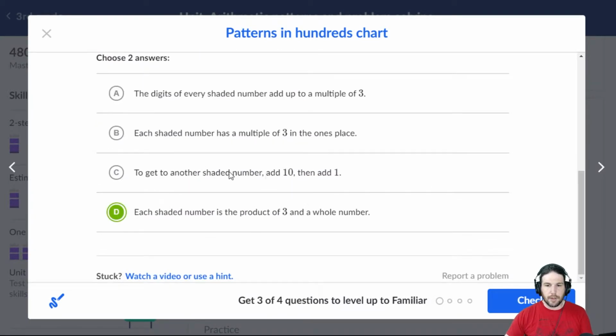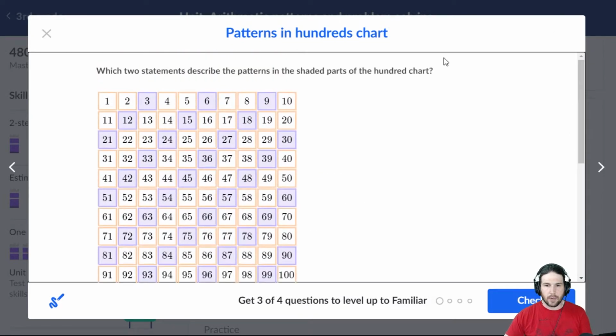Let's see. To get to another shaded number, add 10 and then add 1. 3 plus 10 is 13, plus 1 is 14. Well, that's clearly wrong.